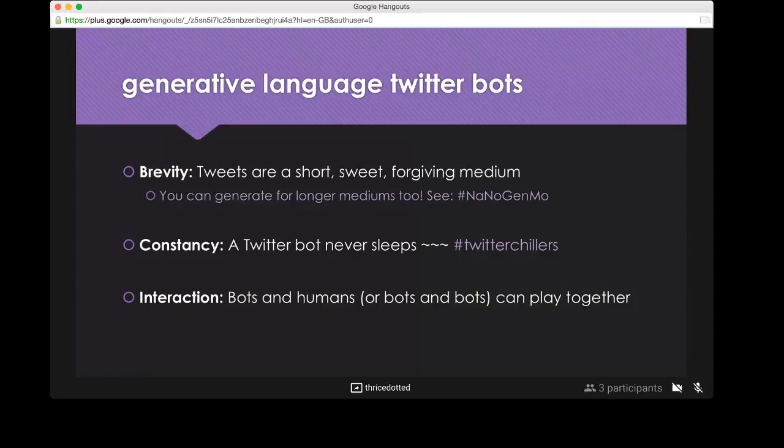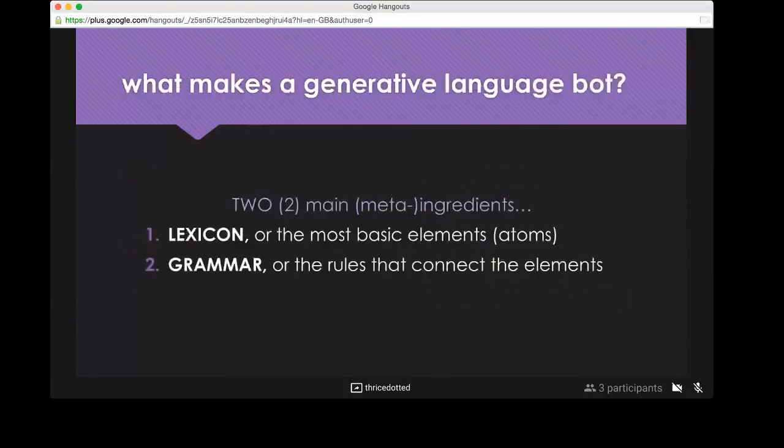But anyway, like I said, this is going to be not just about bots, but also about generating in general. So I thought about what makes a generative language bot, and one way to break it down is that there are two ingredients. One of them is the lexicon, or just the most basic elements that you're using to generate things. And then the other is the grammar, or the rules that connect these elements together.